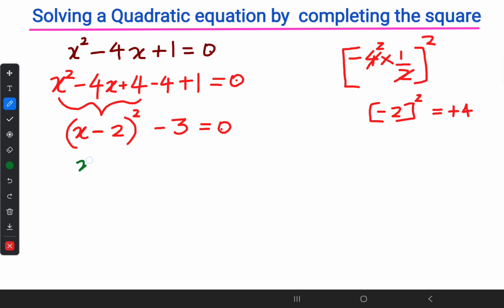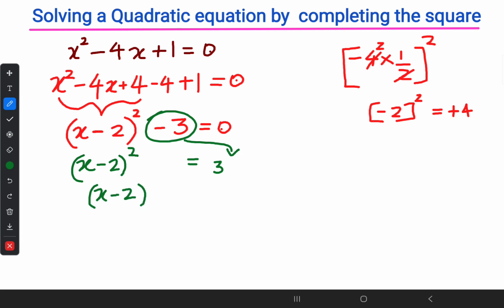So (x minus 2) square, a calculation part, that should be equal to negative 3. It will become positive 3 here. And you need to find the square root of (x minus 2) whole square. Square root of a square value, it will become x minus 2 itself. The square will be cancelled while you are finding the square root.